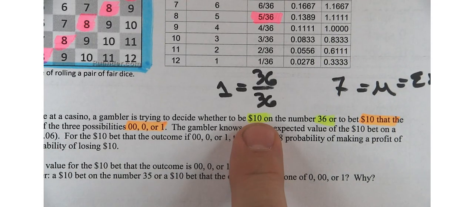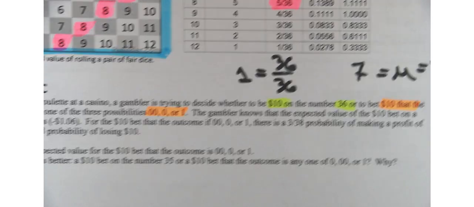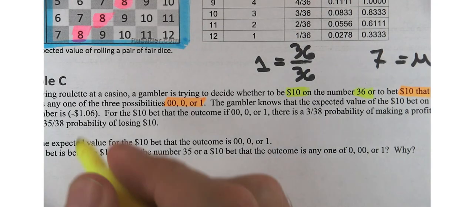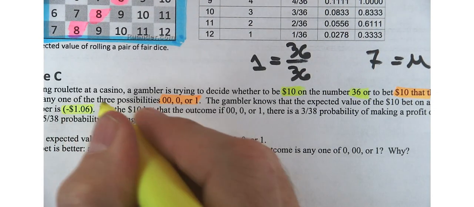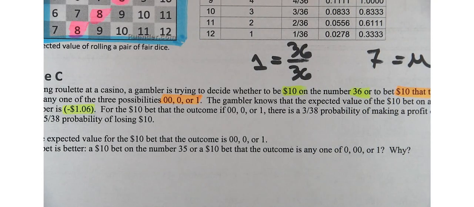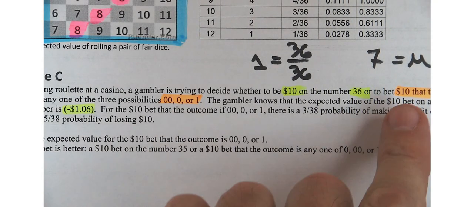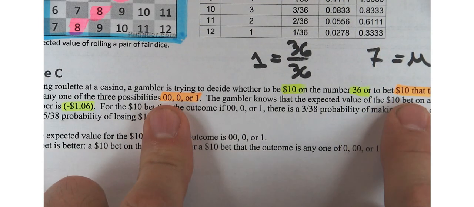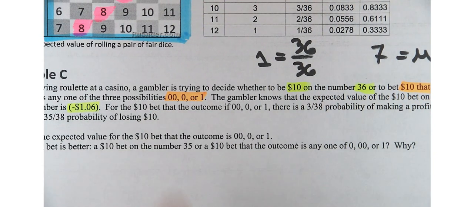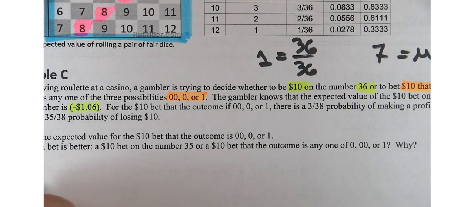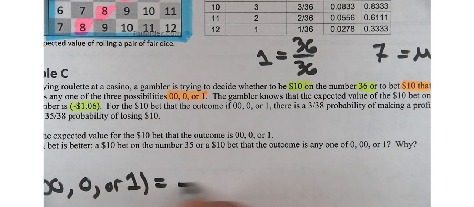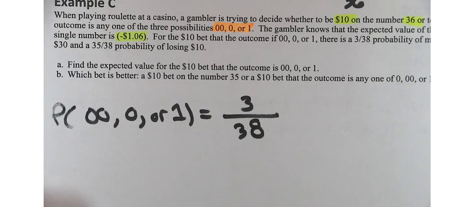Now, when you bet that $10 that the wheel is going to come up with 36, your expected value is negative $1.06. Let's figure out the expected value for rolling either a double 0, a 0, or a 1. So the probability of double 0, 0, or 1, well, there's 3 ways that can happen out of the 38 possible ways there are to roll the numbers on a roulette wheel.